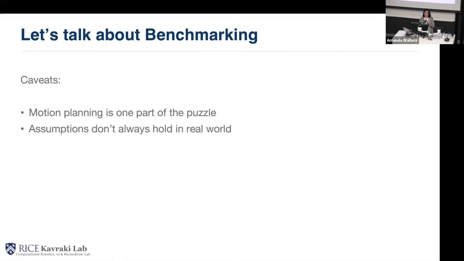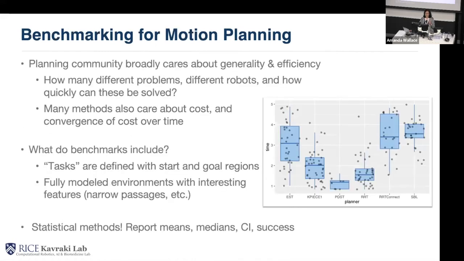I recognize that motion planning is just one part of the puzzle. Yes, we are talking about systems, and the assumptions that these algorithms have don't always hold in the real world. But let's look at this motion planning problem. The planning community broadly cares about generality and efficiency. How many different problems, different robots, and how quickly can this be solved?